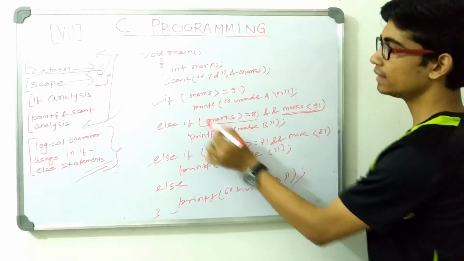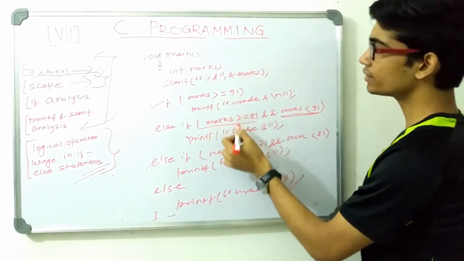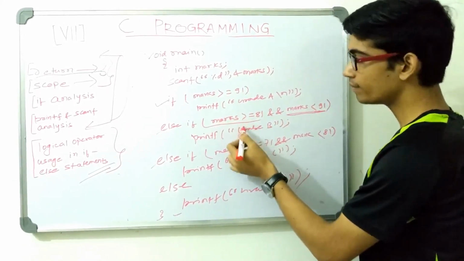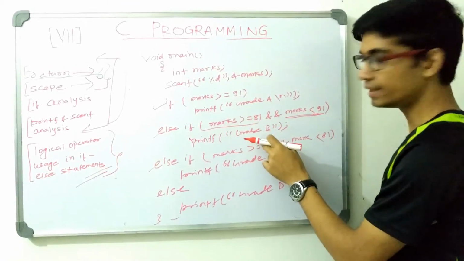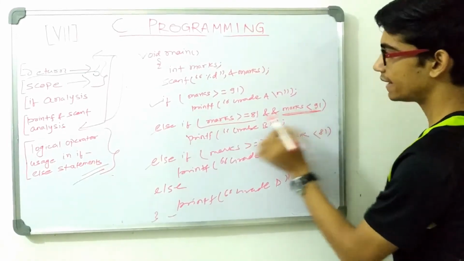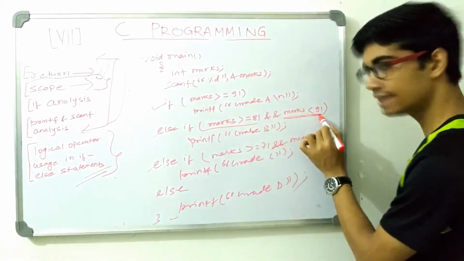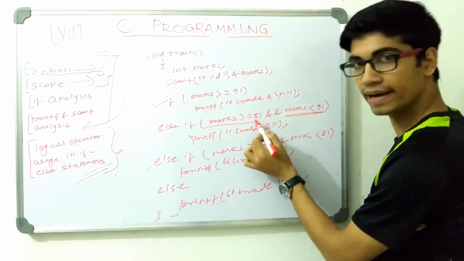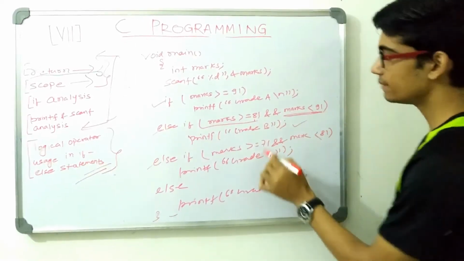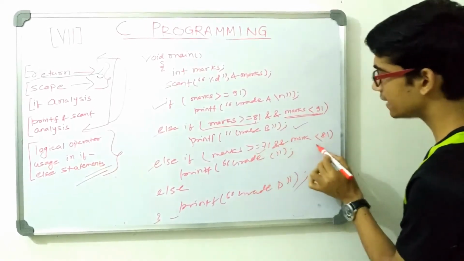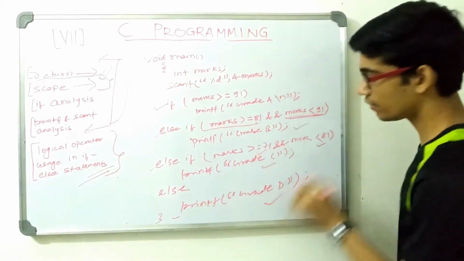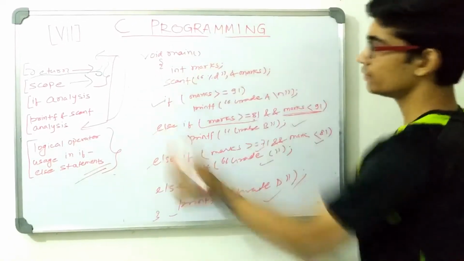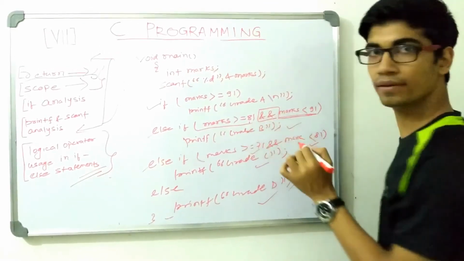Because if we have only this condition, okay, and suppose a student scores 95, see, then we cannot decide which grade it would fall, isn't it? So we have two constraints here, that yes, in grade B the marks will be less than 91 and greater than 81, so it falls into grade B. Similarly, marks greater than 71 and less than 81 falls into grade C. If marks is something else, you fall under grade D. So this was where we are using logical AND.